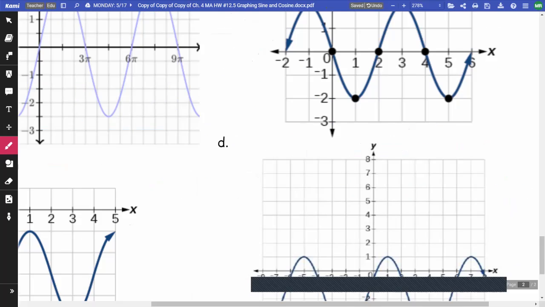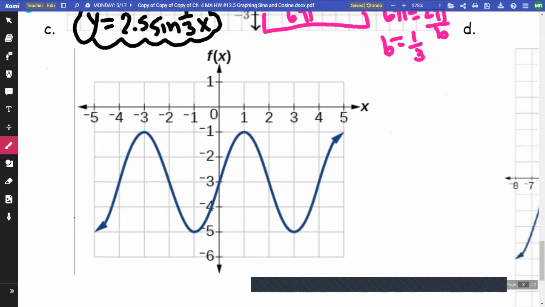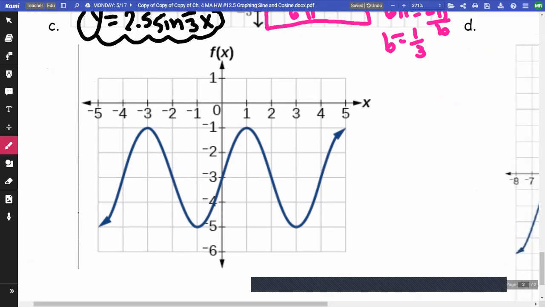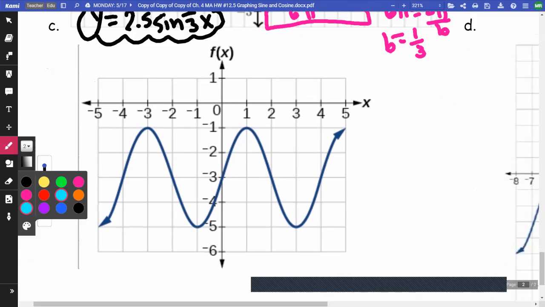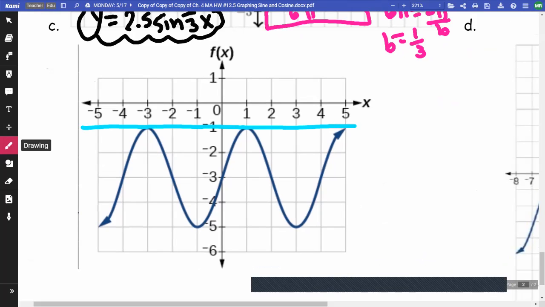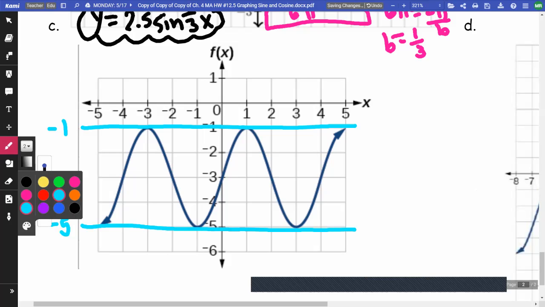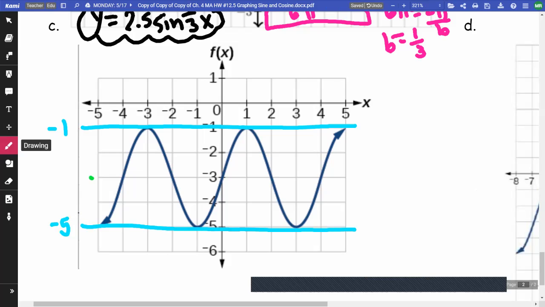Okay, take a look at C. On C, my high is going to be -1, and my low is -5. If I add those together, I get -6. Divide by 2 because we average, and we get -3. So that's my vertical shift, and I know my K is -3.